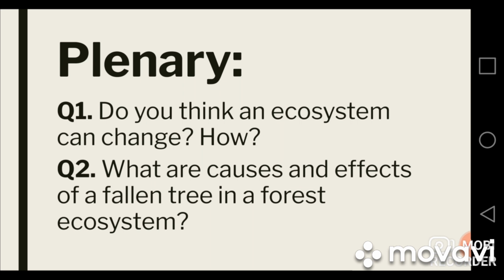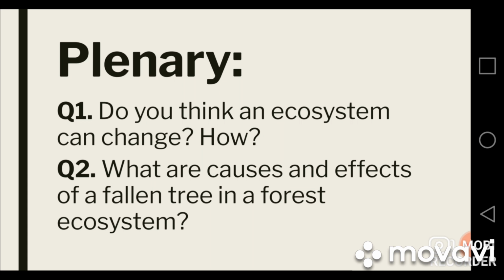Some of the changes are caused by natural events. Some of the changes are caused by the animals, and some of the changes are caused by the plants also. So they can change in different ways, and we have just read the example of a fallen tree and the groundhogs, and these are some of the changes which are caused by some living things in an ecosystem.